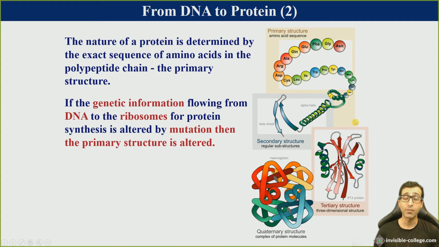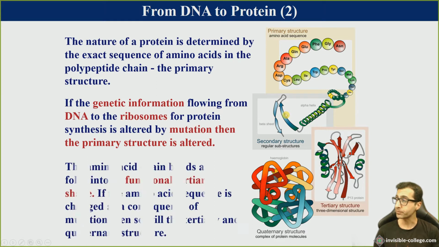And if the genetic information flowing from the DNA to the ribosomes for protein synthesis is altered by mutation, then it follows that the primary structure of the protein is also likely to be altered. Now, the amino acid chain will then bend and fold into a functional tertiary shape by means of secondary structural motifs like the alpha helices and the beta sheets and beta barrels.